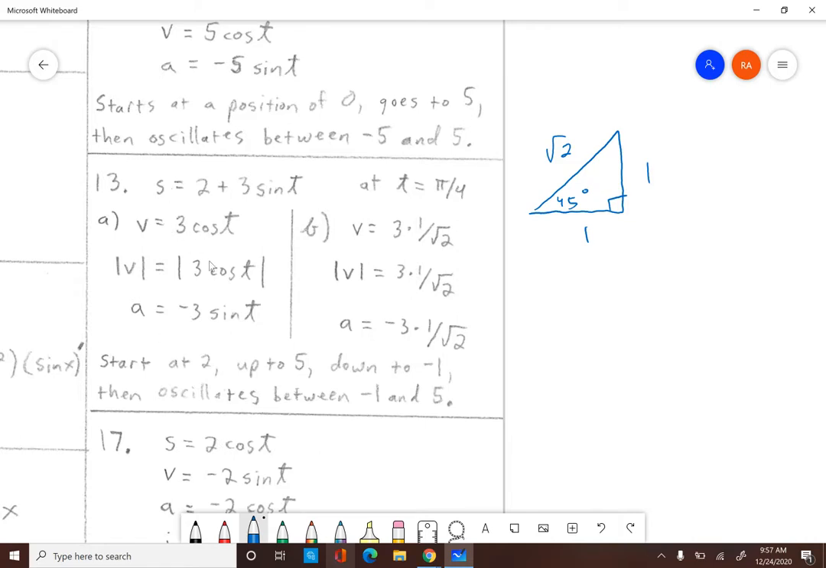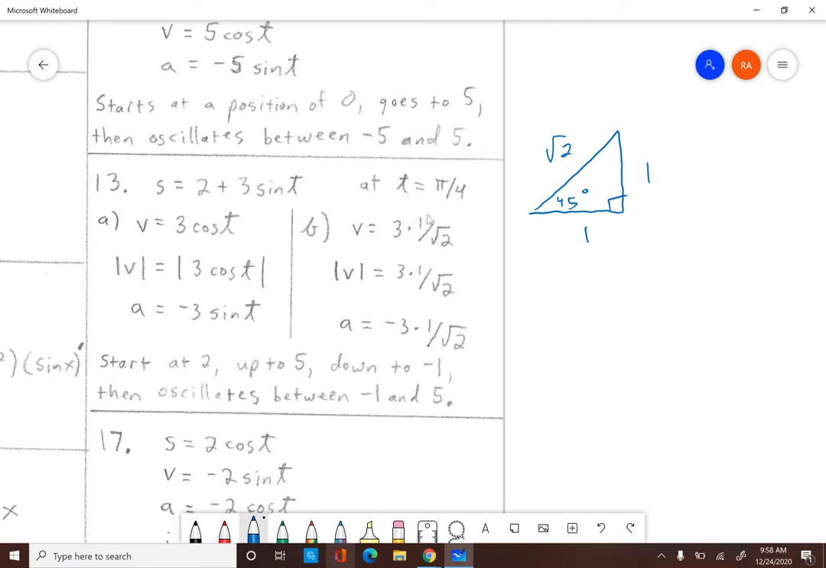So if I want the velocity at time pi over 4, it'd be 3 times cosine of pi over 4, which is 1 over root 2. So it's going to be 3 over root 2 if you just multiply the numerators and denominators together. Since that's already positive, the velocity and speed are going to be exactly the same thing because they're both positive. For the acceleration, it's going to be negative 3 times the sine, which is also 1 over root 2. Sorry, sine is opposite over hypotenuse, 1 over root 2. So it'd be negative 3 times 1 over root 2.